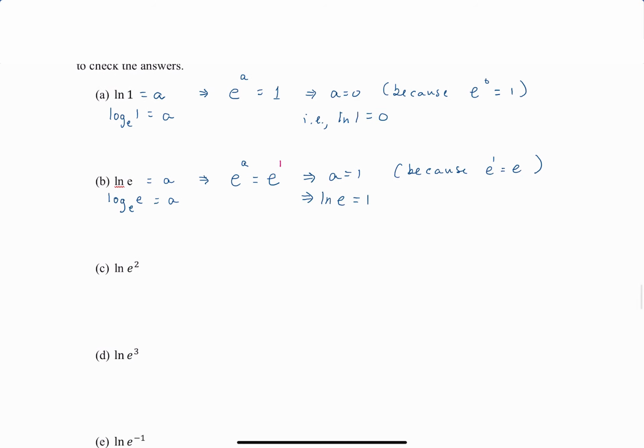Let's try ln of e squared. I'm going to call that a for answer, which allows me to change this into exponential form. So log base e of e squared equals a is saying that e to the a power equals e squared. In other words, a must be 2, because the exponents have to match in order for the expressions to be equal. And then what's that telling me? Well, a was just my name for the ln of e squared, and we get that the ln of e squared is 2.